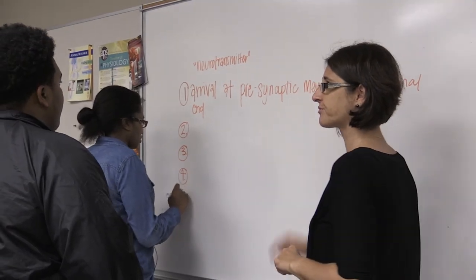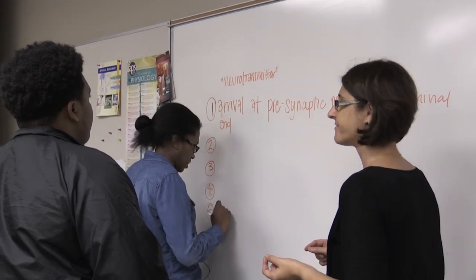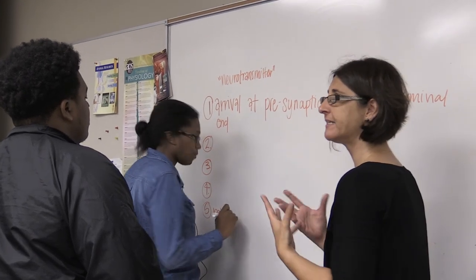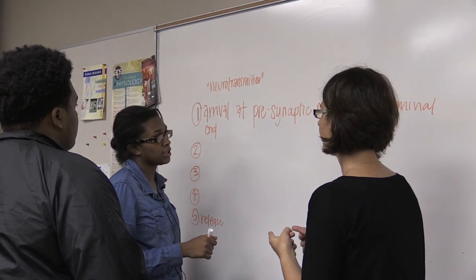And the release of the neurotransmitter. What did we have? How do we release? We have to have a concentration of hydrogen.